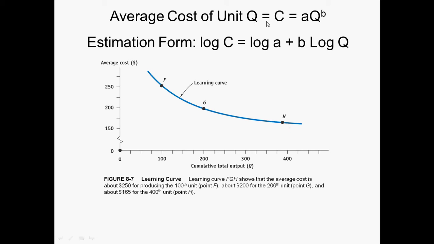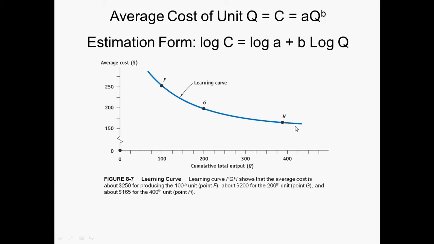So the cost function is average cost of unit Q equals C equals A Q to the B. What's that B? The B is some kind of an exponent. So the idea is that the average cost of unit Q depends on Q, on how many units in you are, so to speak. Depending on what B is, average cost might be rising or falling. If you look at the chart, it seems like it's falling, so this B is something less than 1.